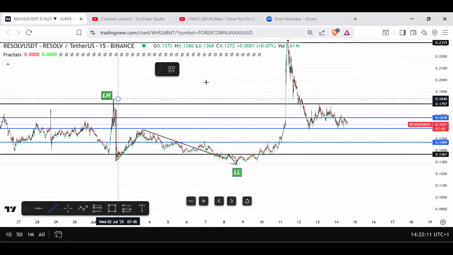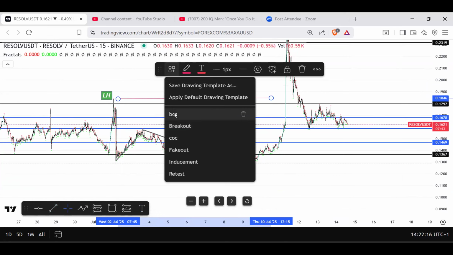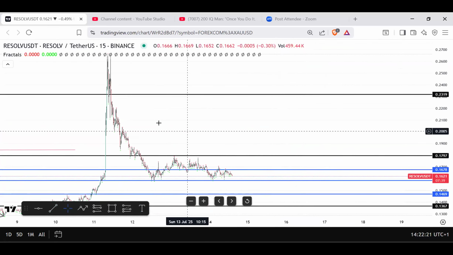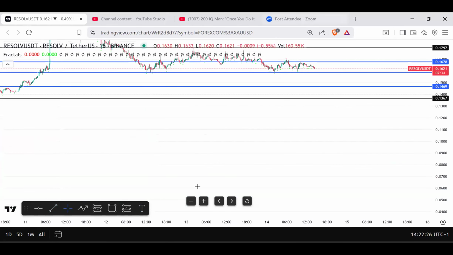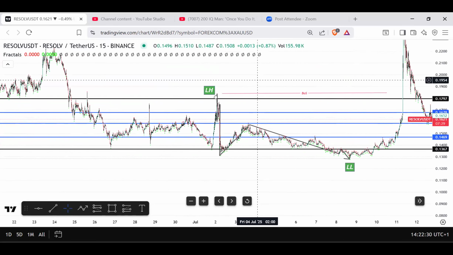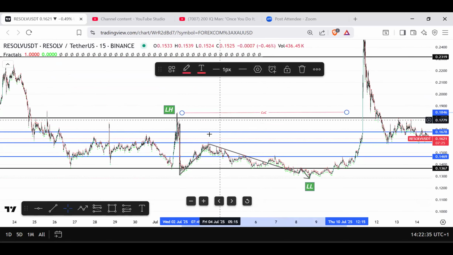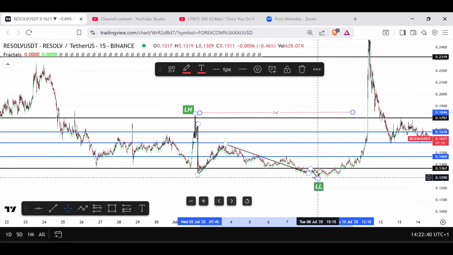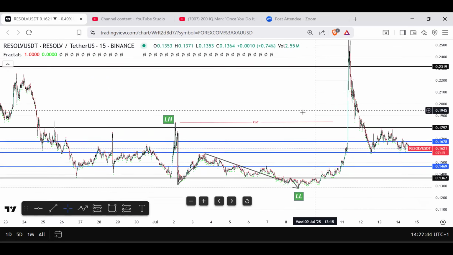Meaning we had a break of structure here. Oh, okay, that's a CHoCH, because it's closed already. We had a downtrend, and now we had a break to the upside.